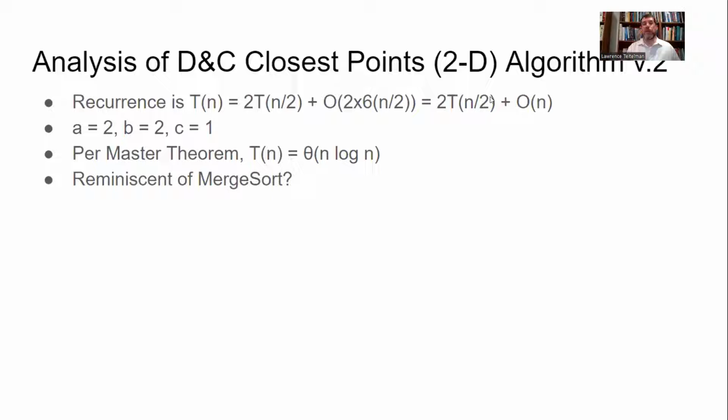And now I repeat the master theorem. So a equals 2, b equals 2, c equals the power of n, which is 1. Based on the master theorem, that's n log n. Where have you seen this recurrence before? Not with the exact same coefficients, but merge sort. In merge sort, we had 2 subproblems, each half the size, and we need to do the merge, which is at most n minus 1 comparisons.